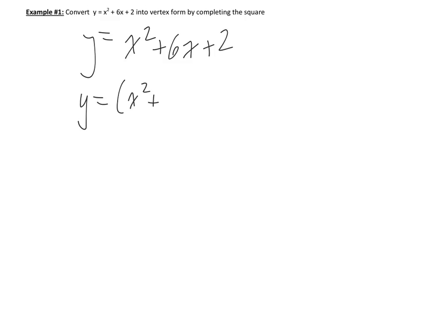Alright, so I'm going to do this question by completing the square, and this is an example when a equals 1. The first thing you're going to do, I kind of started each class by writing y equals x squared plus 6x plus 2. So the first thing I'm going to do is place x squared plus 6x into brackets plus 2.